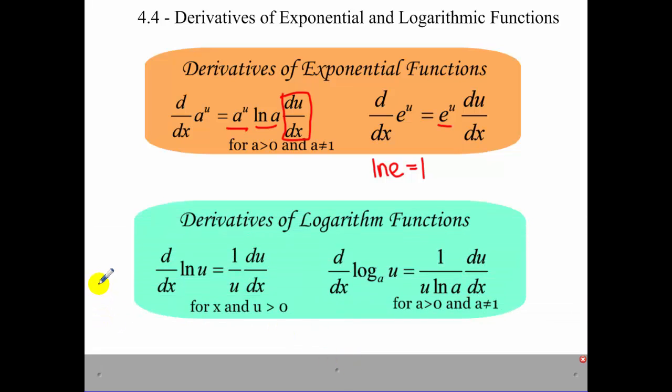Now derivatives of logarithm functions. The derivative of ln u is 1 over u, times the derivative of whatever is inside the logarithm. And for a logarithm with some base other than e, it's 1 over whatever is in the logarithm, times the ln of the base of the logarithm, times the derivative of whatever is inside the logarithm, so du/dx. And that's the chain rule. So these du/dx's are how the chain rule applies here.